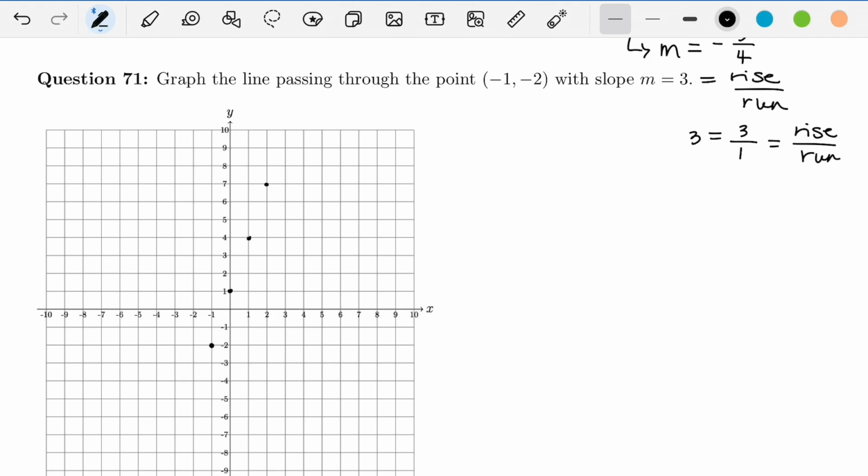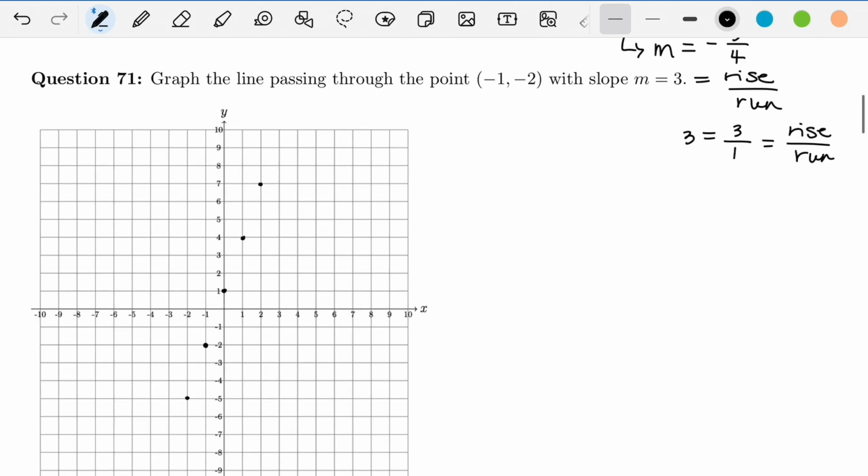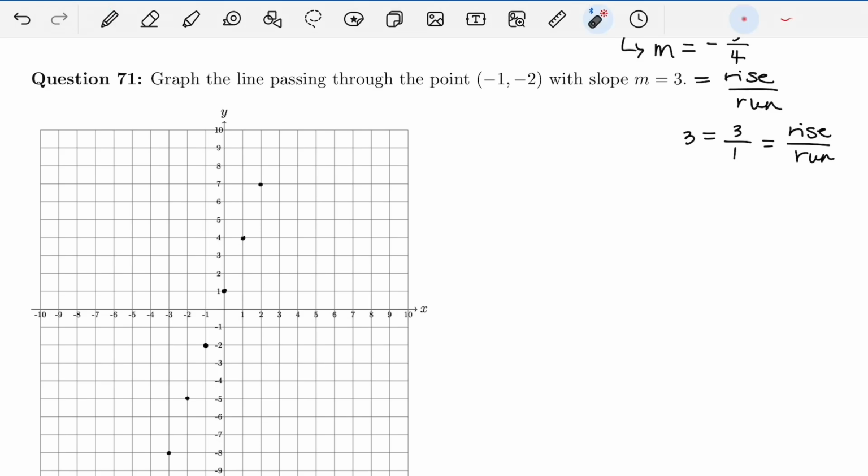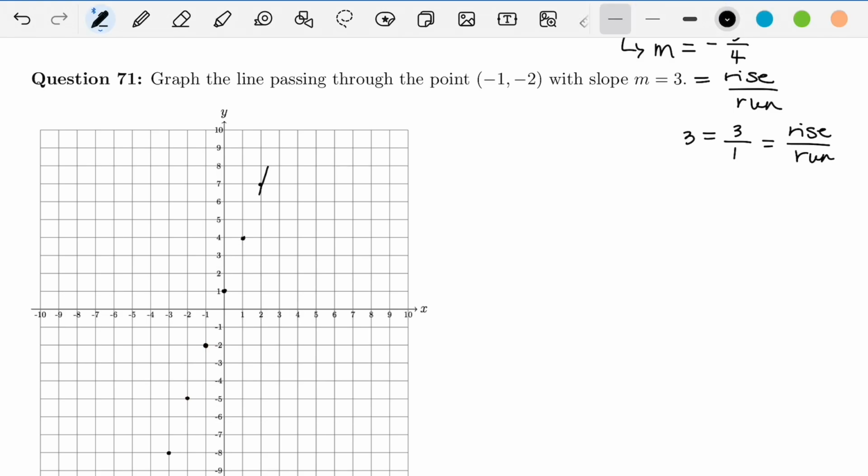Now going up 3 and over 1 is going to be the same thing as starting here and going over 1, but in this direction, so going left 1 and down 3. That's not going to change the sign of our slope. This is still a positive slope, but we're moving in the opposite direction to get the other points. Notice from each point we're still going up 3 over 1, and so on. So this line is going to look something like this here.